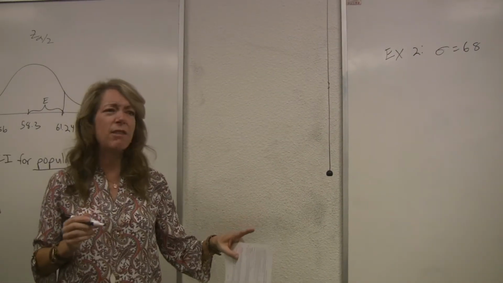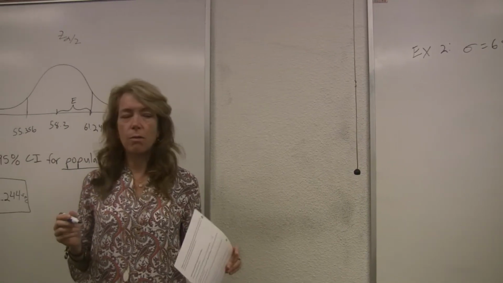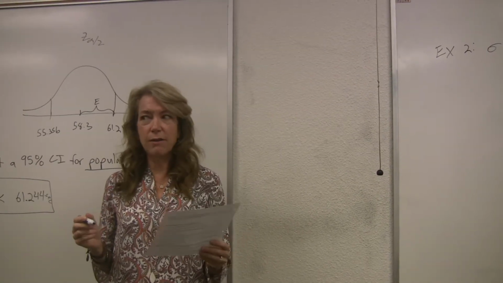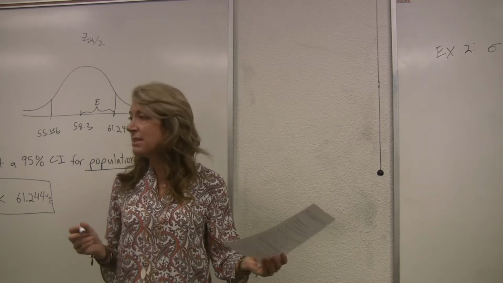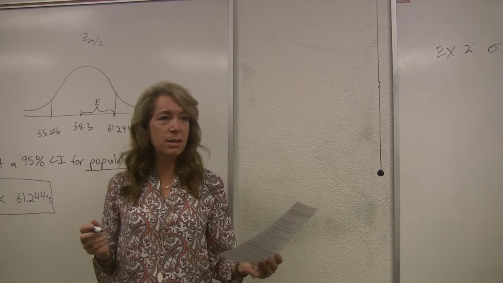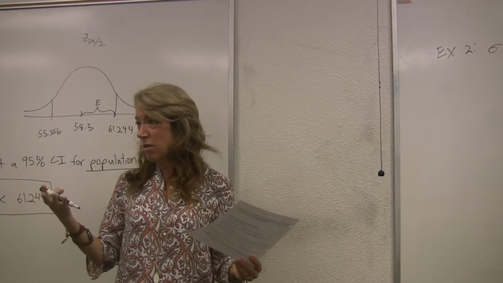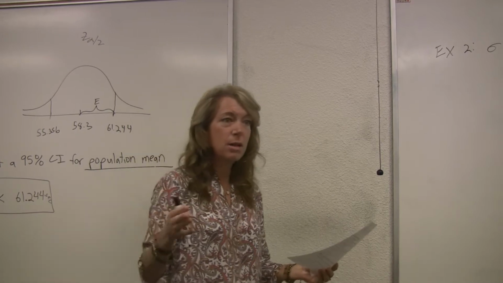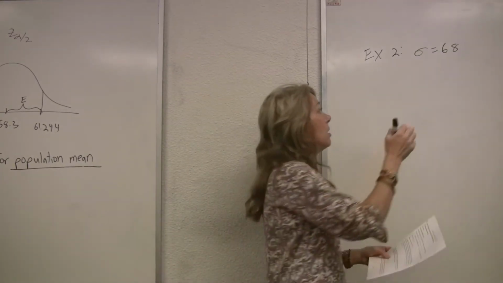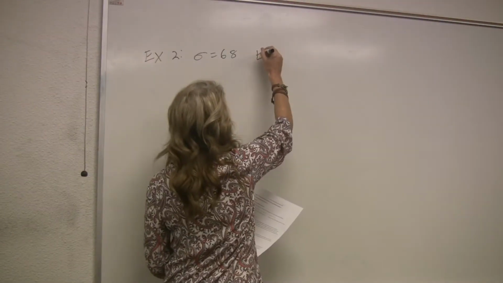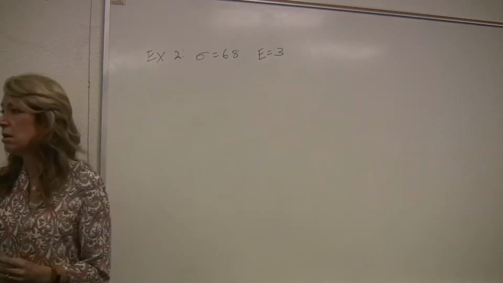And Evelyn says they gave us margin of error. Where is that? It doesn't say margin of error. Yeah, it says they want to estimate the sample mean within 3 points. That means it can't be off by any more than 3 points. So they're giving you the error without using the word error. So that's E, and be careful. Those are not percentage points. That's just the number 3.